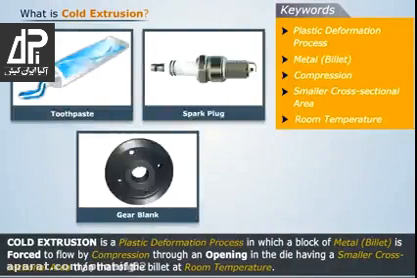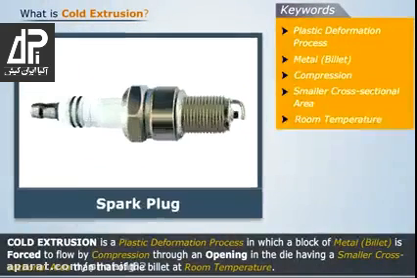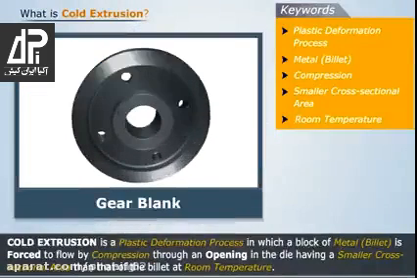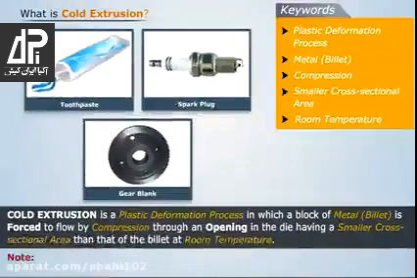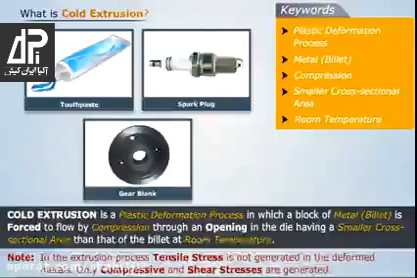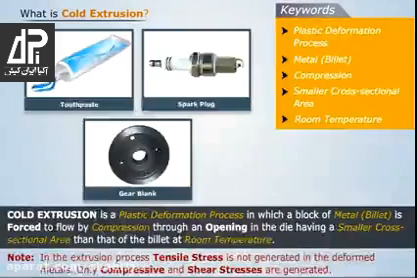Cold extrusion is generally used to make toothpaste tubes, spark plugs and gear blanks. Note that, in the extrusion process, tensile stress is not generated in the deformed metals. Only compressive and shear stresses are generated.